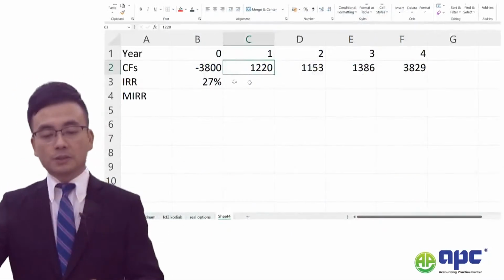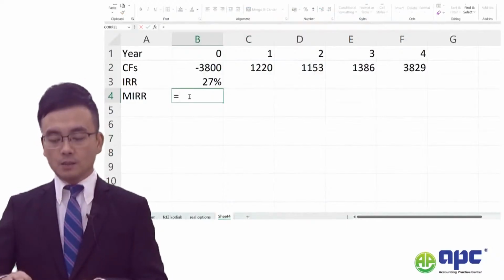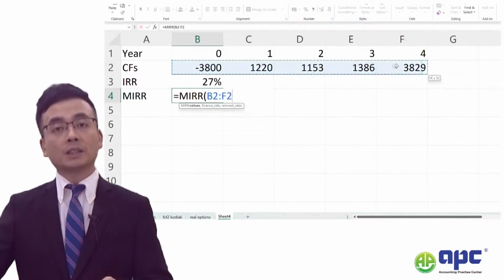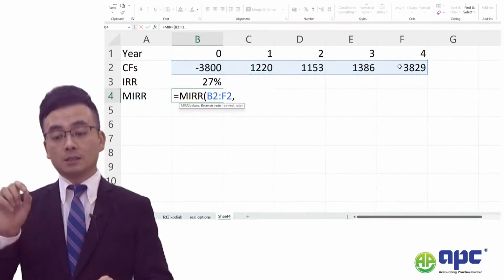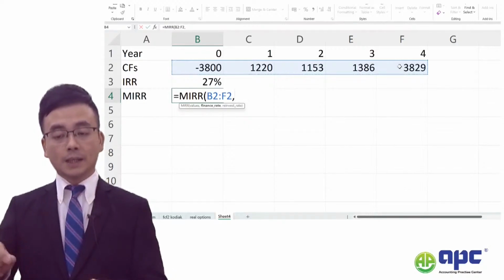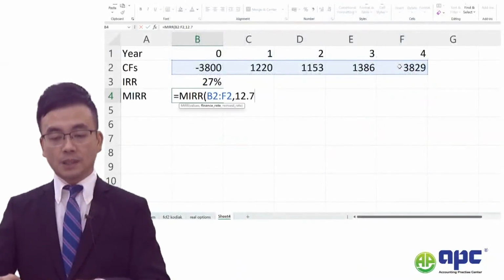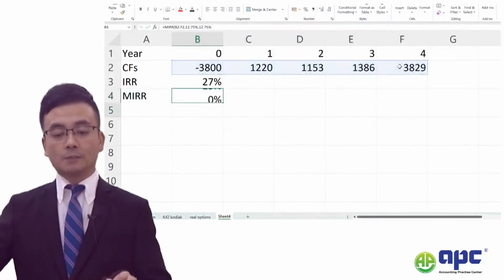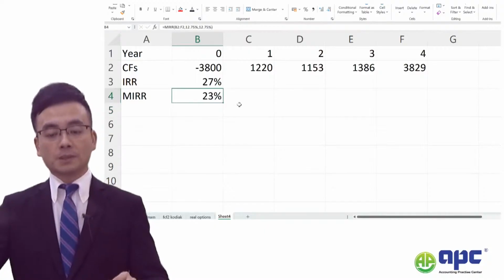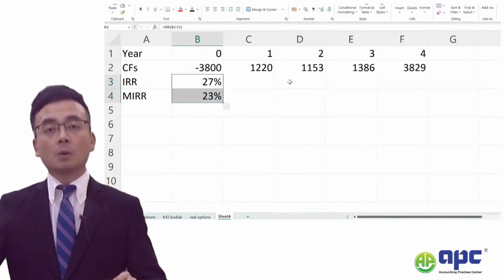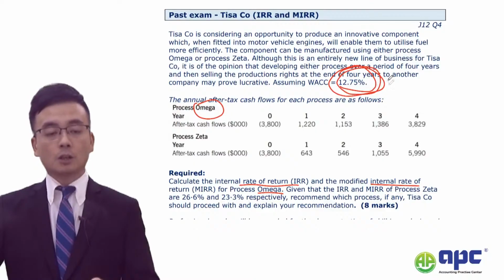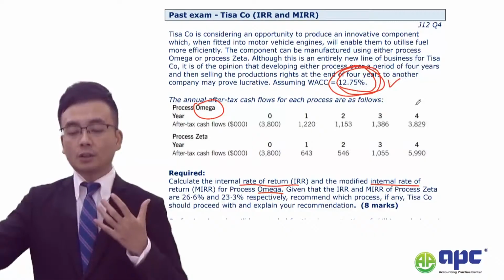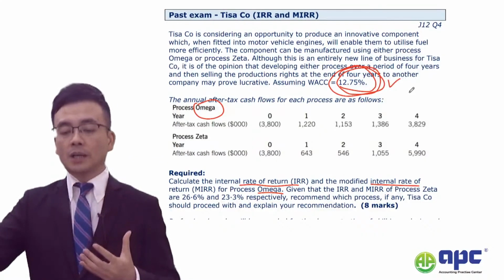12.75%. So all we could do is, firstly, we insert the MIRR formula, open the bracket, select all these cash flows, enter the comma, and then 12.75%, comma, 12.75%, and then press enter. And that gives us 23%. Now, both of these are higher than the cost of capital of 12.75%. So that's why the project should be going ahead.